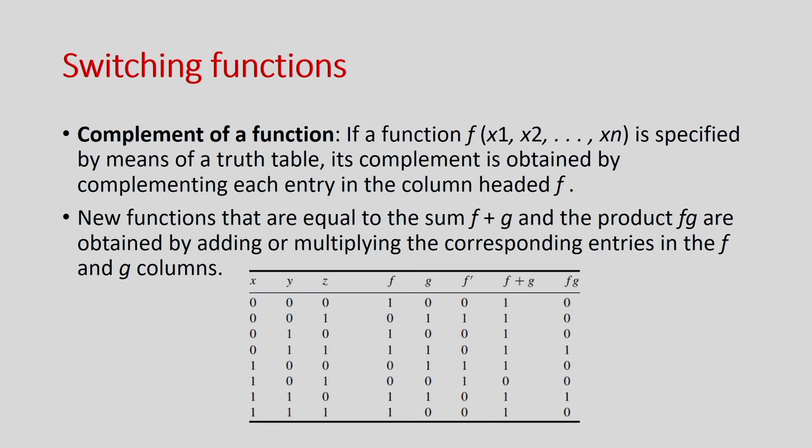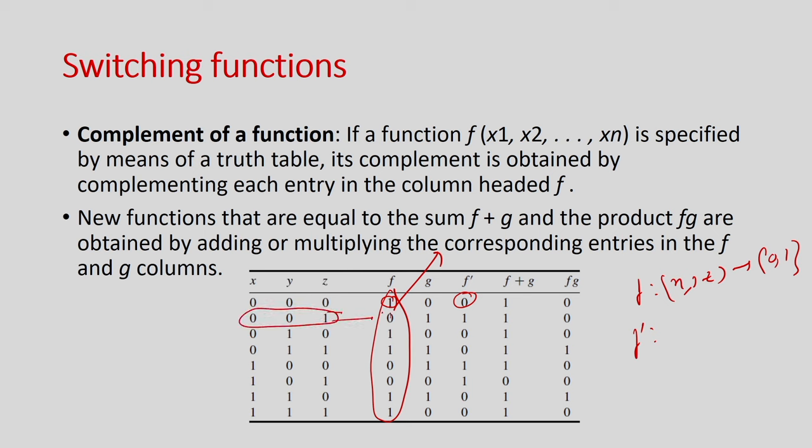Complement of a function is the same thing: if you know the value of f, the complement will be just the opposite, right. If you know f is mapping x, y and z to 0, 1 in this fashion, f dash will do the opposite. So whenever f maps to 1, f dash will map to 0. If 0, 0, 1 maps to 0 in f, in f dash, the complement function, it will map to 1. It is basically the complement of f, f bar.